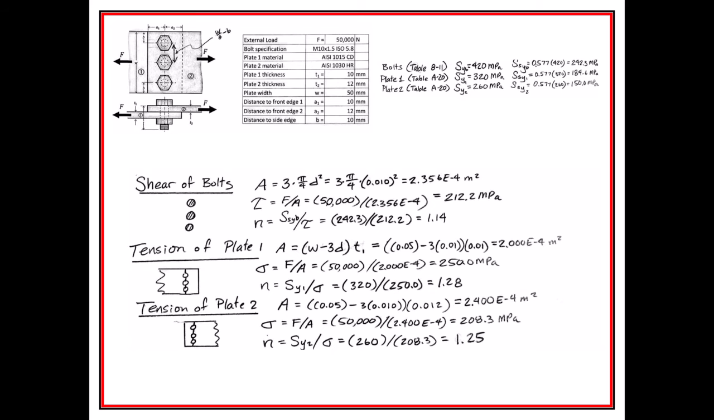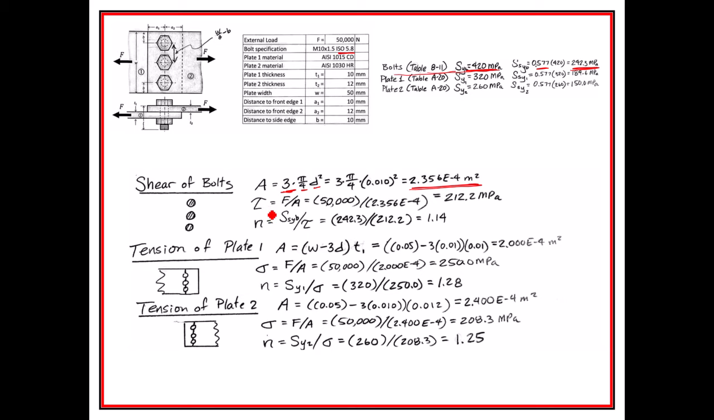So I start off with shear of the bolts. I have 3 bolts, so there's 3. They take the pi over 4 times the diameter of the bolts squared. So now I have the shear area of the bolts. Looking up at the material, it's going to be the bolt material that I looked up from table 8.1, ISO 5.8. That's going to give me my yield strength, and then I multiply it by 0.577, and I have my shear yield strength.